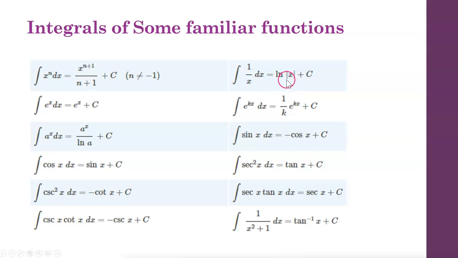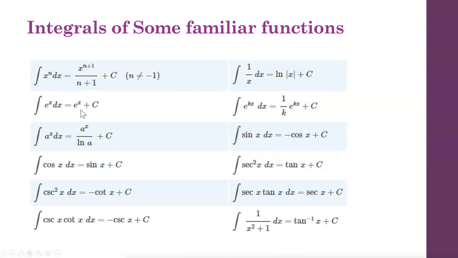Because if x is negative, the natural log cannot take on negative numbers, right? The domain of natural log does not include negative numbers, so we have an absolute value for the function. So for x to a power, we have this formula for its antiderivative. If the power is -1, which means I have 1 over x, we have seen that that is the derivative of natural log.